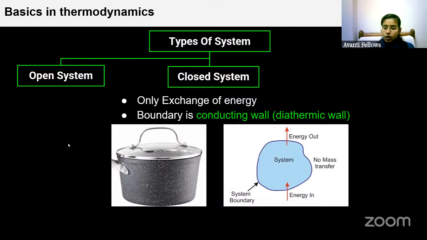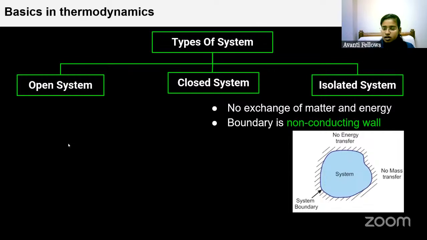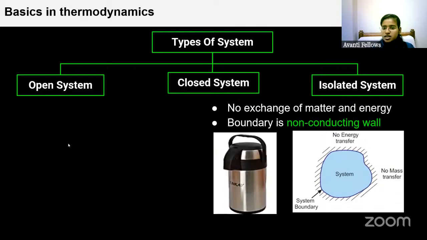Now coming to isolated system, here no exchange of matter and no exchange of energy. Matter will also not get exchanged, energy also will not get exchanged. Means the boundary is a non-conducting wall or the insulated wall I can say. So the best example I can give for isolated system is a flask.